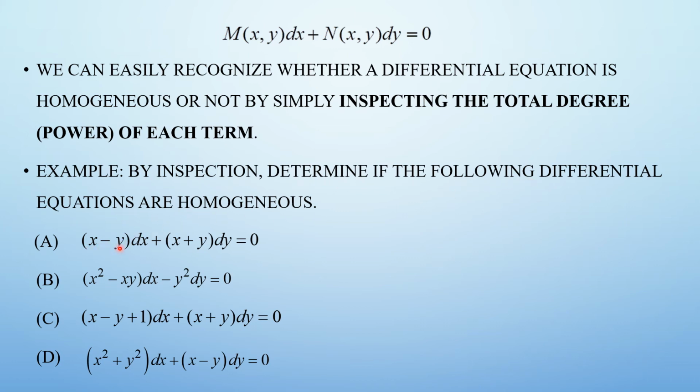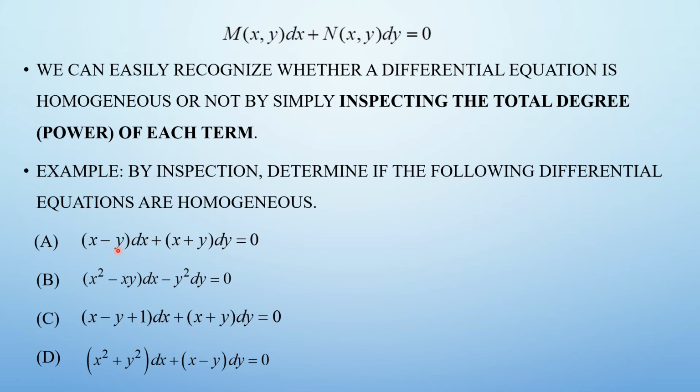Okay, look at this equation. Is this a homogeneous equation? This is the function M. Now M has two terms. The first term has degree 1 and the second term also has degree 1. These two terms are of the same degree, and therefore we say the function M is a homogeneous function of degree 1.